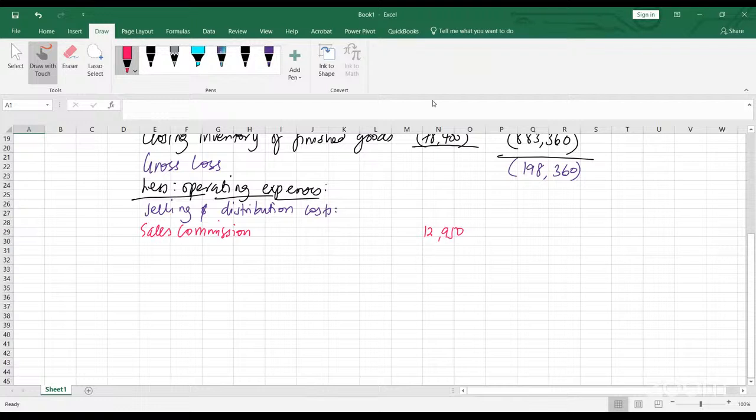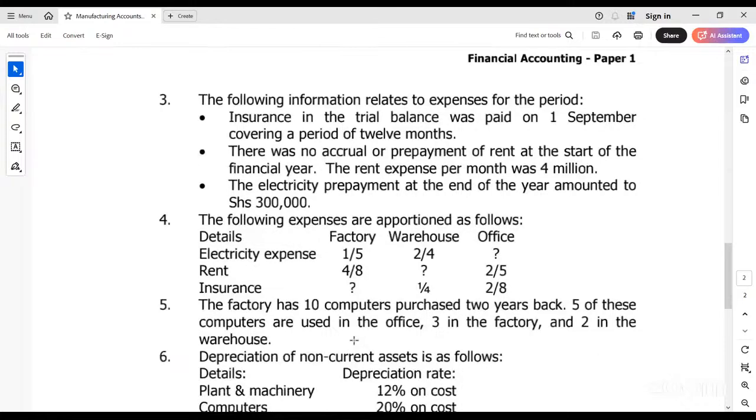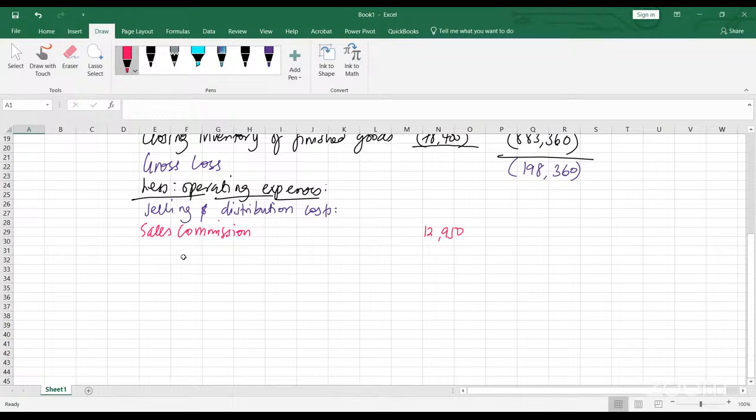Then from the additional information, you'll see that we have to apportion expenses. We have to apportion electricity, rent, and insurance to the factory, to the warehouse, and then to the office. So warehouse, sorry, that is selling and distribution. Then office, and then there is also factory. Here we look at warehouse costs, where we have sales commission. Then I have to show the rent.